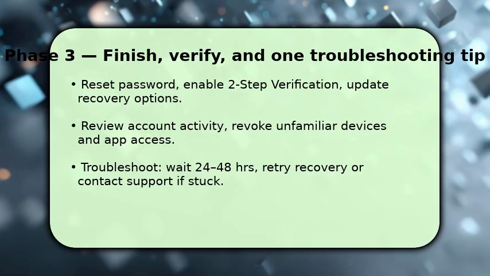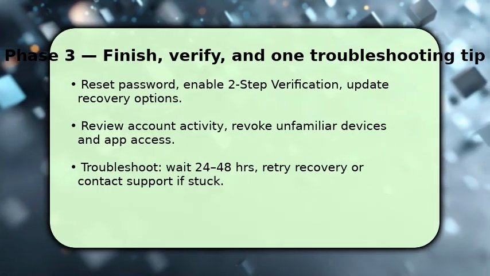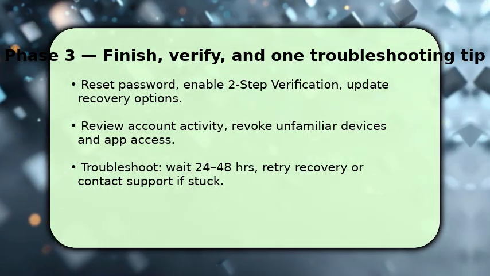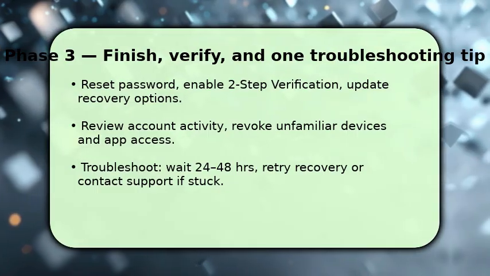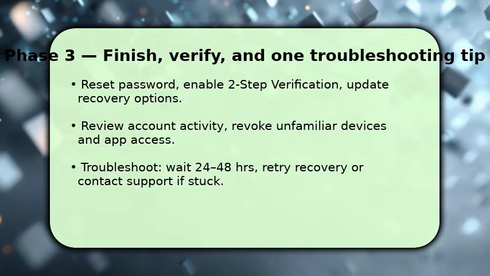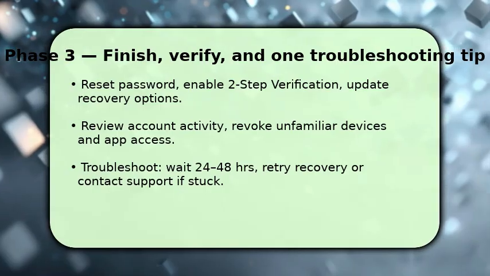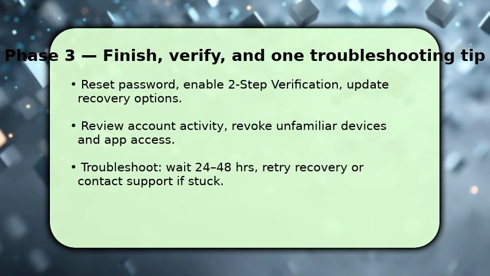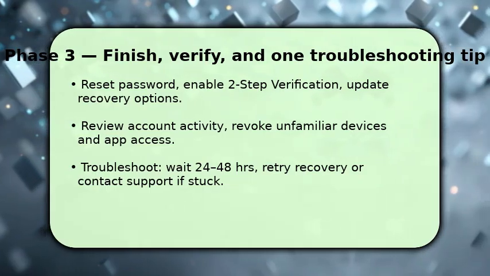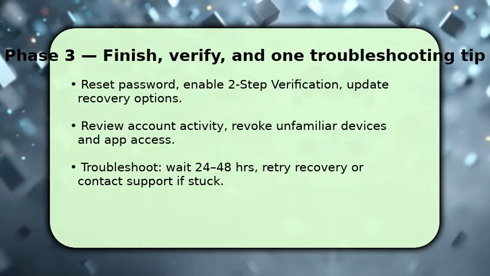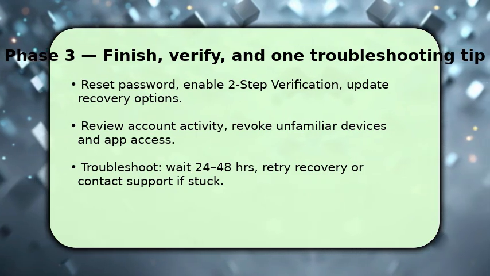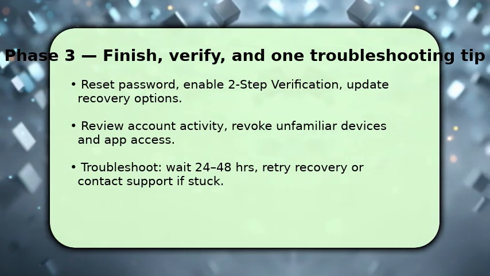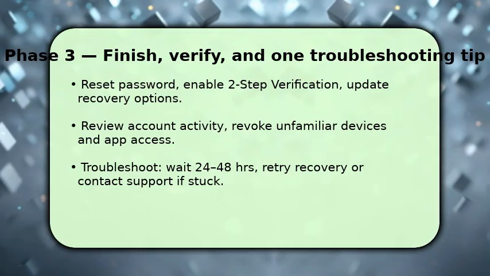Finally, you regain control and lock it down. Reset your password to a strong, unique phrase and immediately enable two-step verification to prevent repeat loss. Once you're signed in, review recent account activity and sign out any devices you do not recognize, then revoke third-party app access you did not authorize. If you still can't recover access, wait 24 to 48 hours and retry the recovery flow, and if that fails, use Google's account recovery support options for guided help.